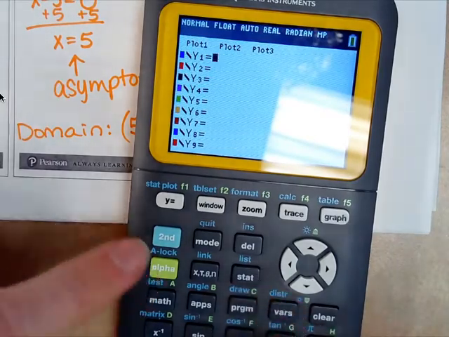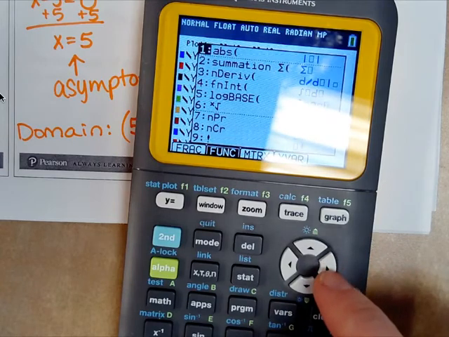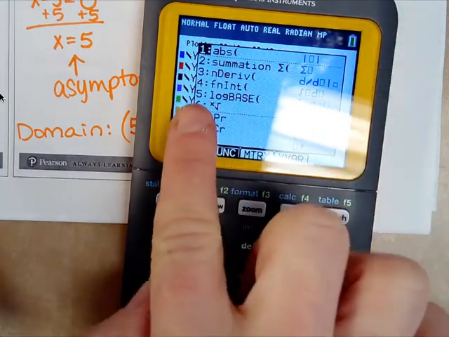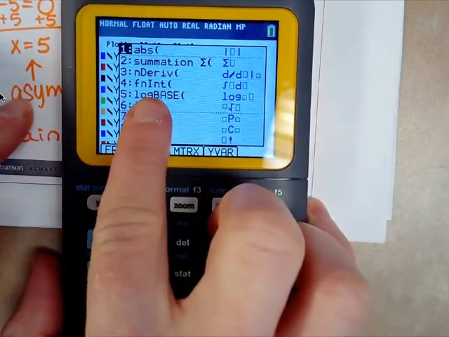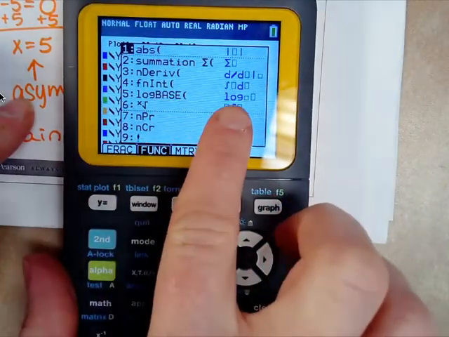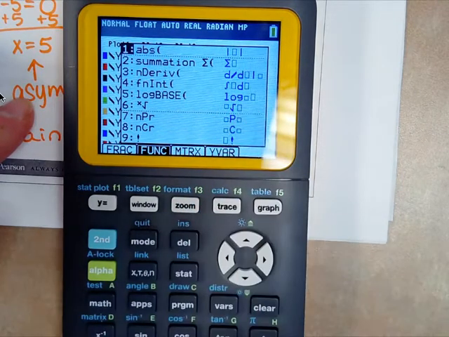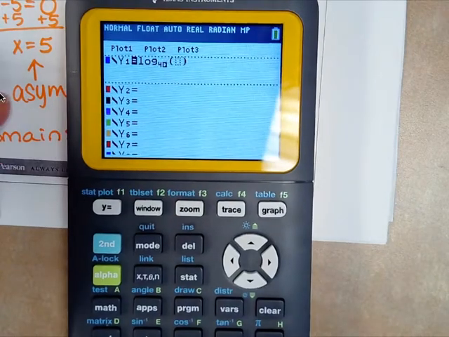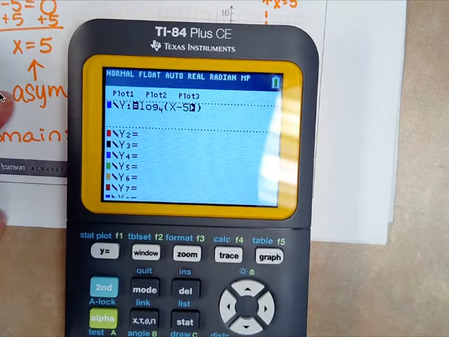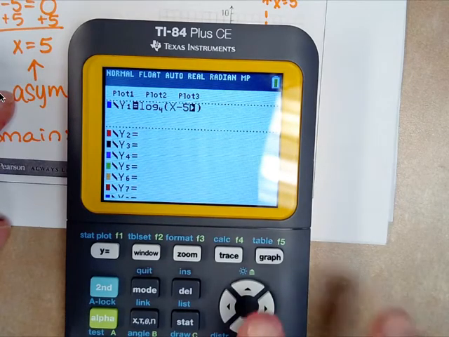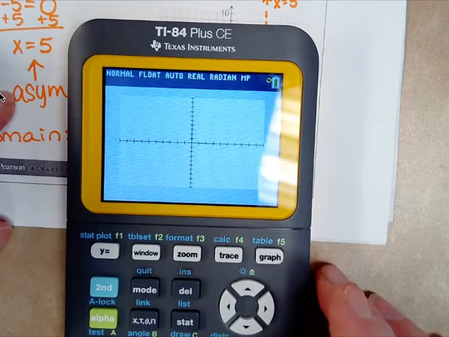Alpha, one of the alphas. Alpha, like window or something? No. Which one? It's alpha 5, yeah. Alpha window number 5. See how that looks? Number 5 is log base, parentheses, and then has a spot for the base and for the value. So let's go to 5. So log base 4 of x minus 5. Then we can hit graph to look at it.